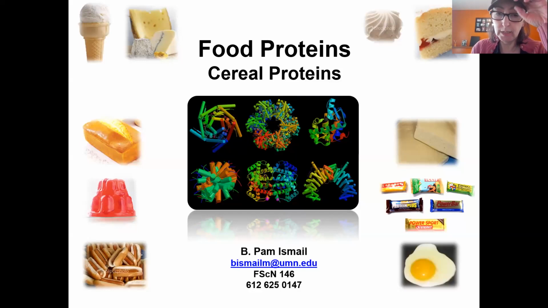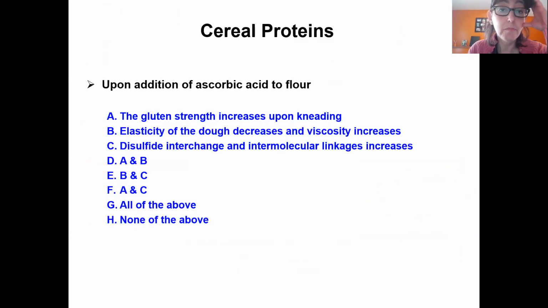So cereal proteins now next. So far we have covered dairy protein, legumes, and oilseeds, and now we're moving on to cereal proteins. So this is for you to think about. Oftentimes at mills where they produce the flour, they add ascorbic acid. They fortify the flour with ascorbic acid.